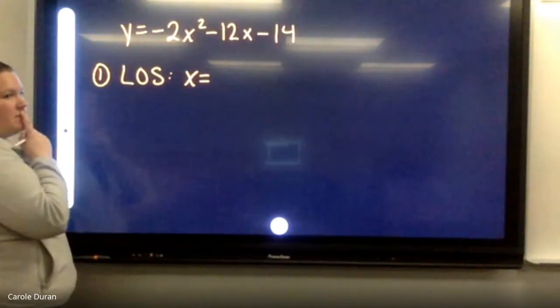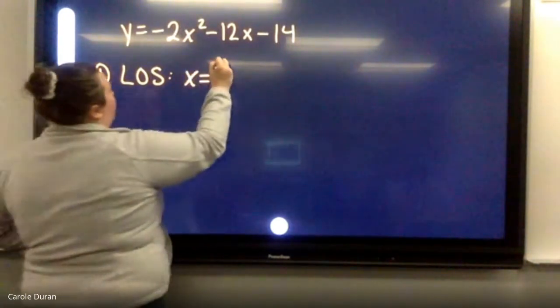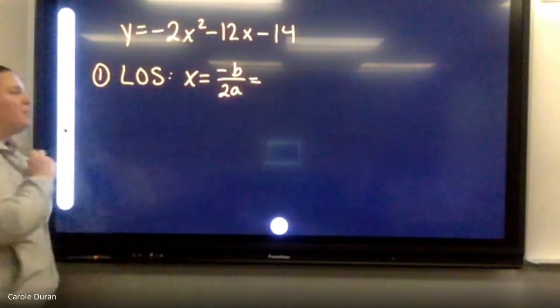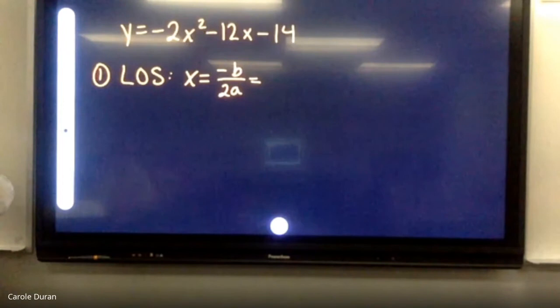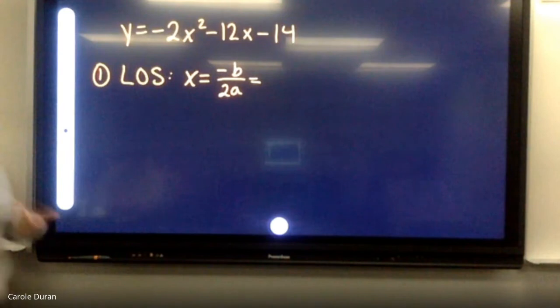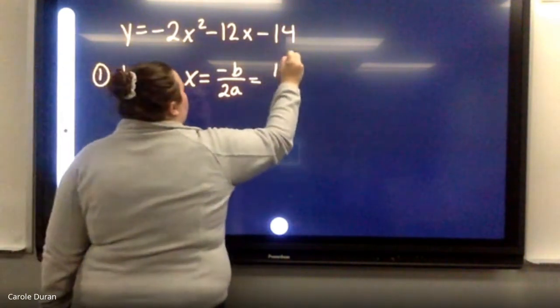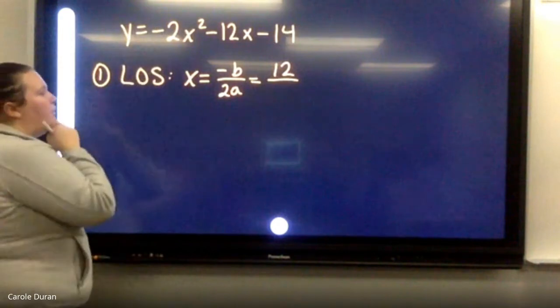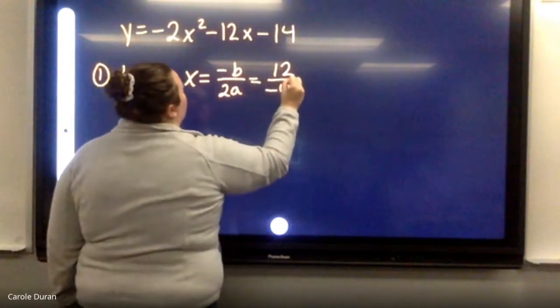Will it still be negative b over that? Yeah, it's always going to be negative b over 2a. So then I just go ahead and I plug in my a and my b values. My b value here is already a negative. So I just take the negative of negative 12, where a double negative becomes positive. So this becomes positive 12 on the top. And then 2 times my a value of negative 2 is negative 4.